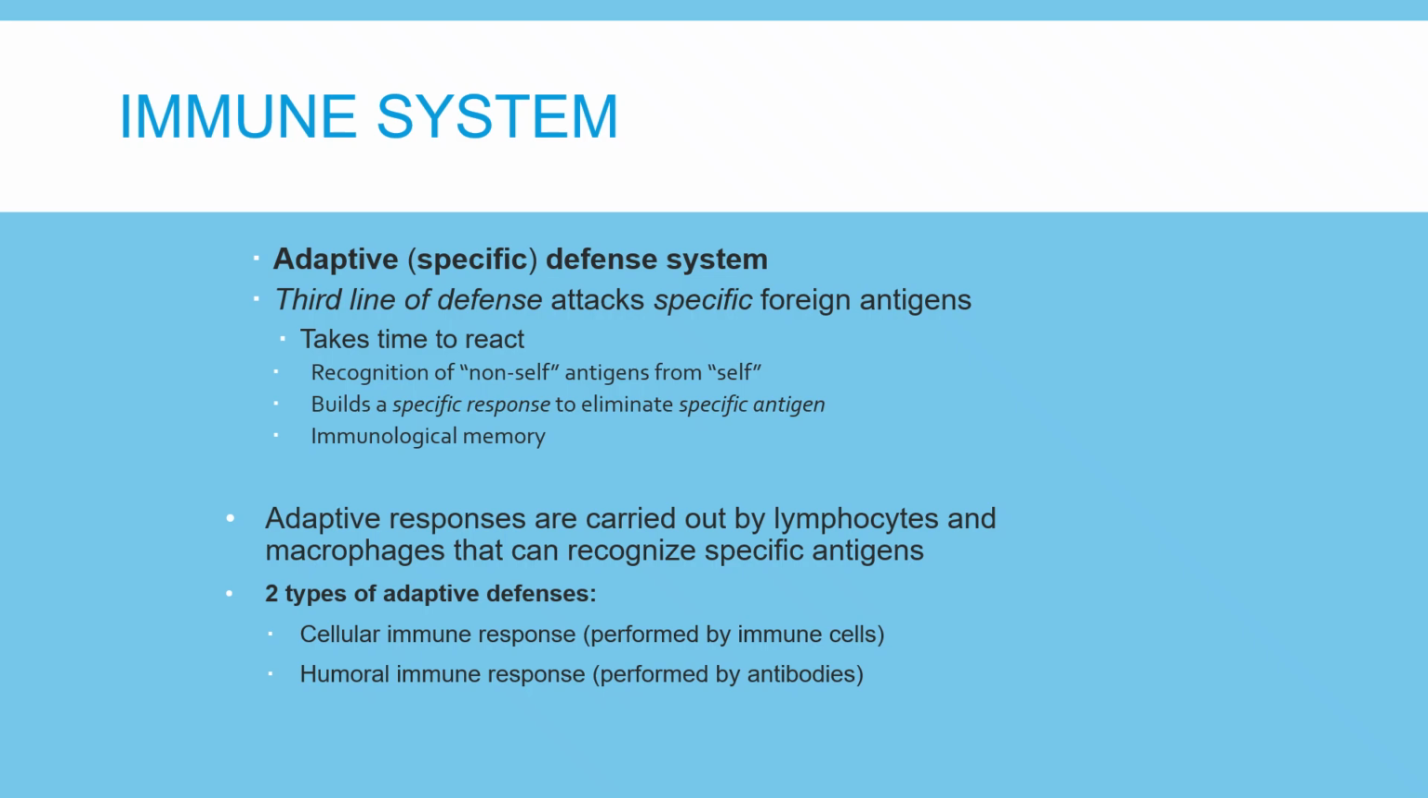Okay, adaptive responses are carried out by lymphocytes and macrophages that can recognize specific antigens. There's two types of adaptive defenses. We have our cellular immune response, which is performed by the immune cells. And then we have our humoral immune response, which is performed by antibodies.